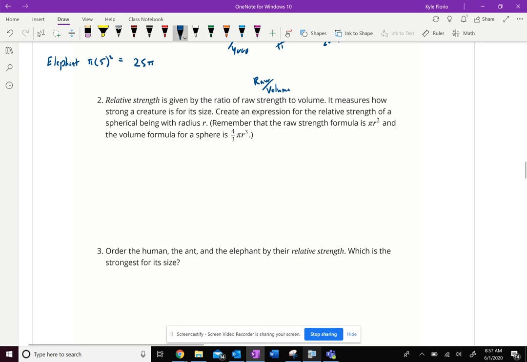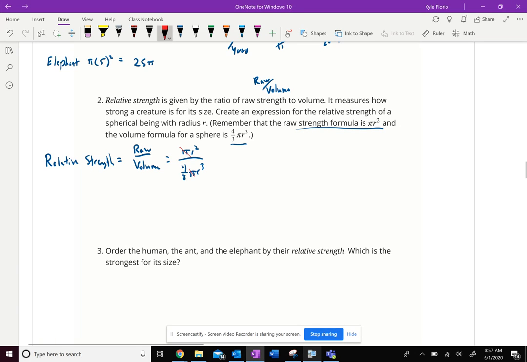So for the relative strength, they want us to come up with a formula. And they're telling us that it's the ratio of the raw strength divided by the volume. And the raw strength is pi r squared divided by the volume, which is 4/3 pi r cubed. And that's good, but we can simplify this a little bit, make it a little bit easier.